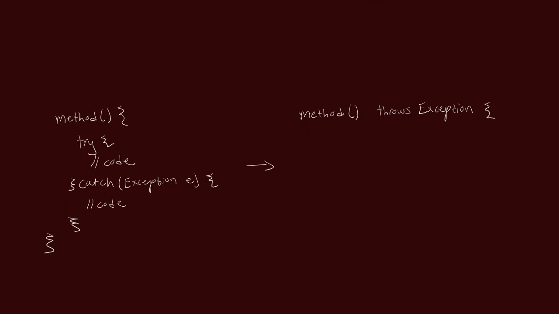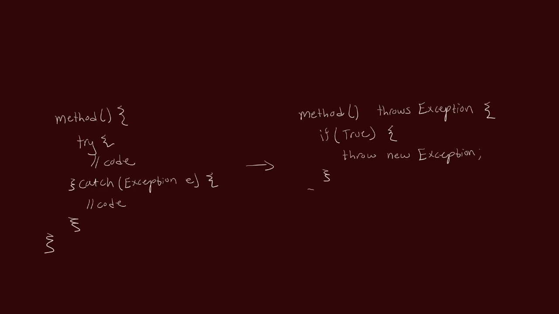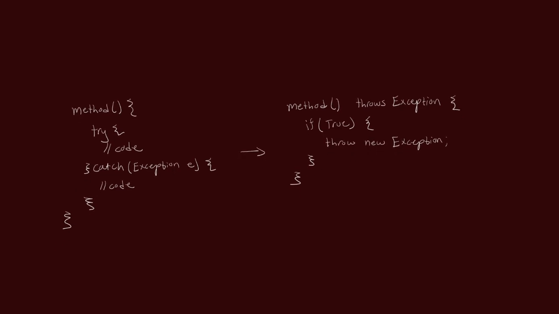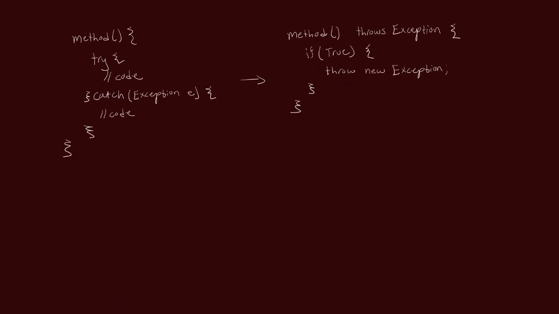Okay, and then here we'll put an if statement. If whatever is inside this is true, then we throw an exception. So throw new exception. And obviously if it's false, then we just don't throw that exception. So pretty much when we throw an exception, that's like forcing an exception to happen. So throwing an exception.